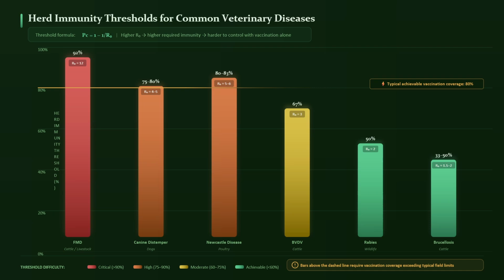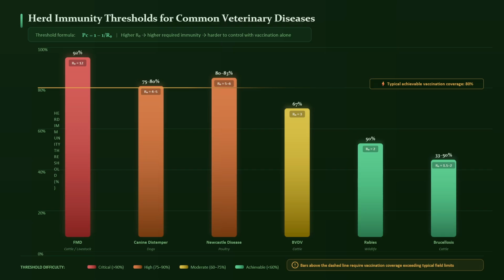Two important limitations to flag here. The formula assumes homogeneous mixing, that every animal has an equal chance of contact with every other animal. In real populations, that's rarely true. Spatial clustering, biosecurity barriers, and movement patterns all create heterogeneity, meaning local susceptible pockets can sustain transmission even when average population immunity exceeds HC.